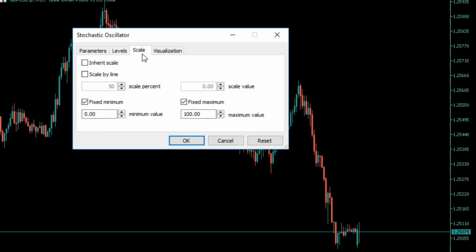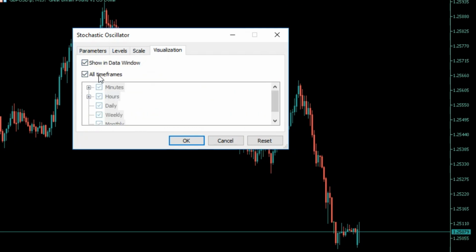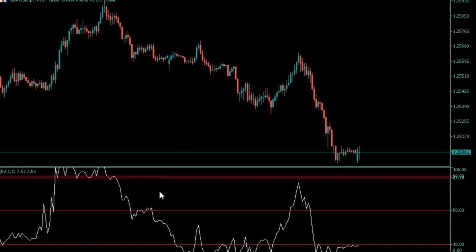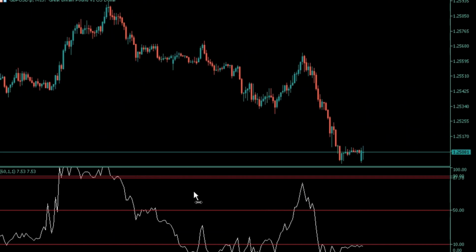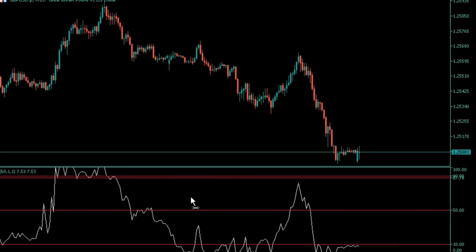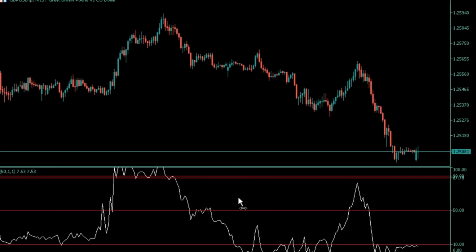Then the scale, we leave it at that. Then visualization, we leave it at all time frames. Then show in data window, we keep all these as default. So then we press OK. So this is how our stochastic will look after we have edited the settings, or after we have optimized the settings.